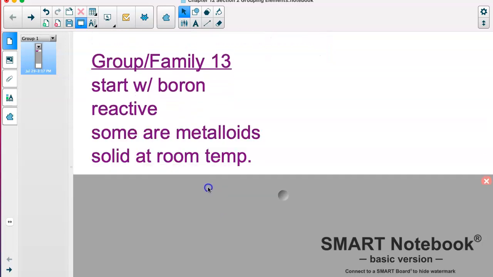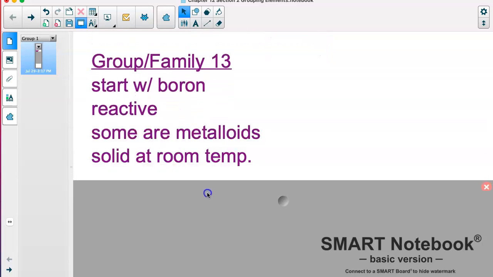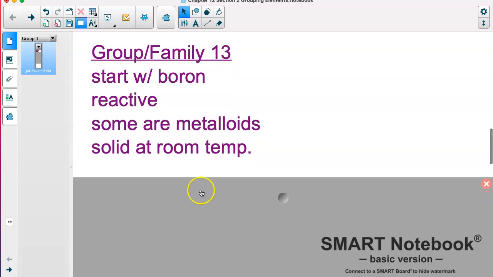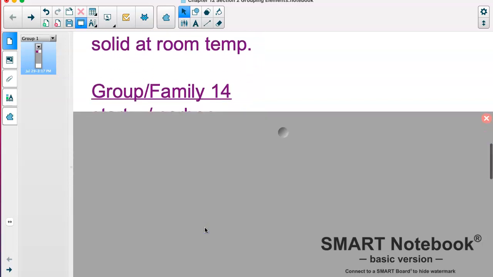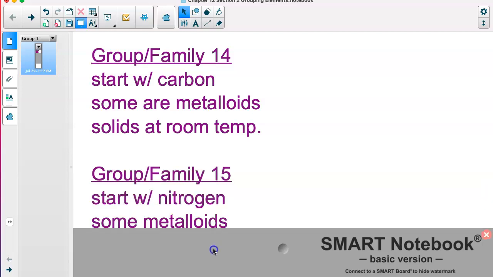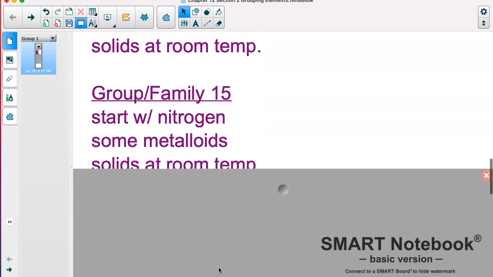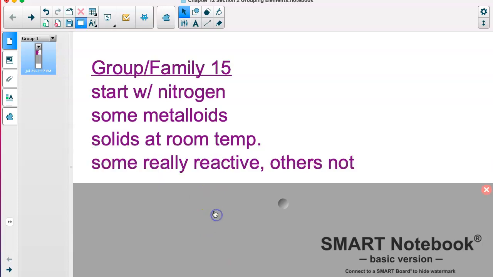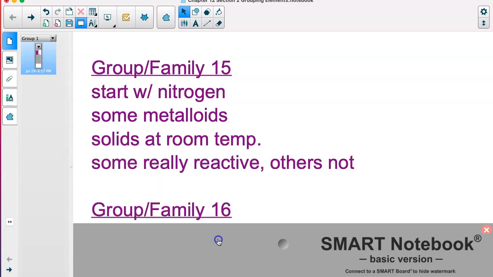These guys are reactive. Some of them are metalloids because they're near that zigzag line. They're solid at room temperature typically. Nothing too exciting about them. Then we have family 14, which starts with carbon. Again, some are metalloids, solid at room temperature, nothing too exciting. Family 15 starts with nitrogen, same thing. Some are pretty reactive, others are not, so we're starting to see a trend here.